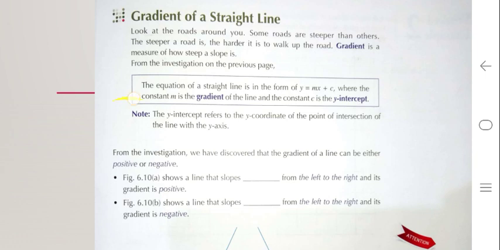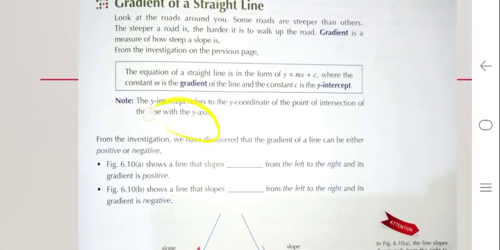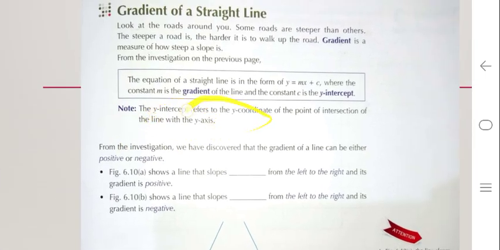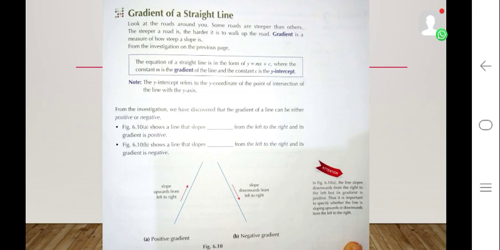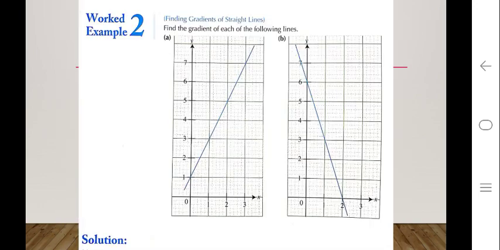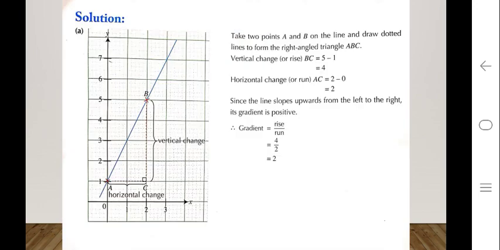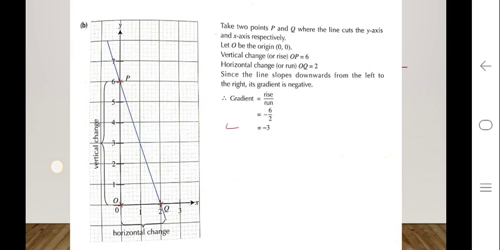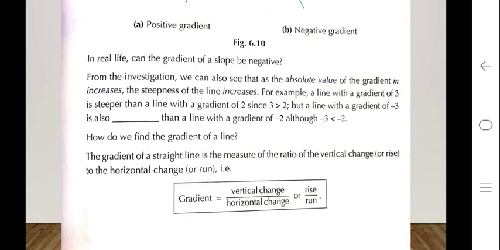So the equation of a straight line is in the form of y equals mx plus c, where the constant m is the gradient of the line and the constant c is the y-intercept. What is y-intercept? It refers to the y-coordinate of the point of intersection of the line with the y-axis. Let me show you.